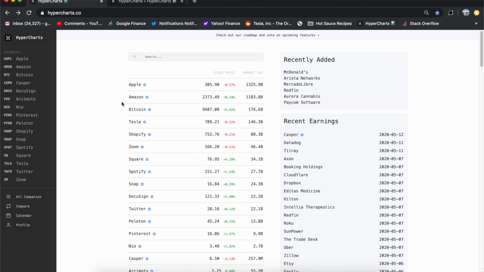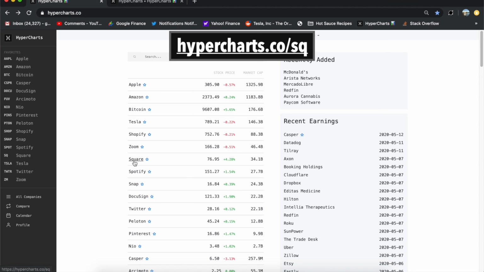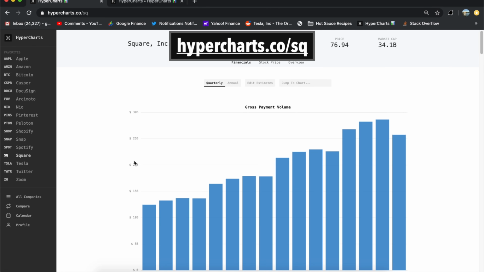So I'm logged into my account here. You can see I've favorited my favorite companies. Let's jump into Square. I've been getting a ton of requests about this. They recently reported their financial results.